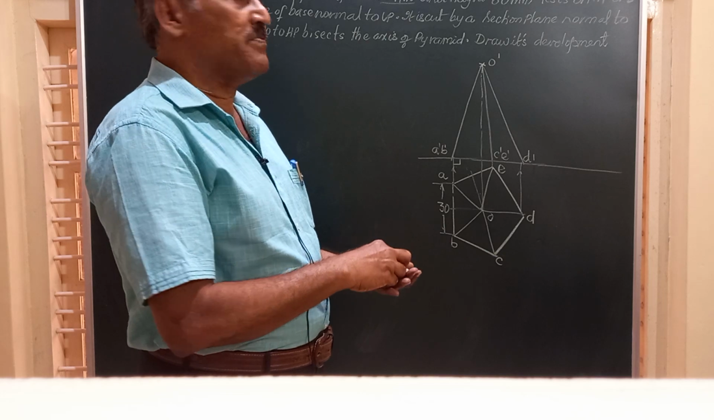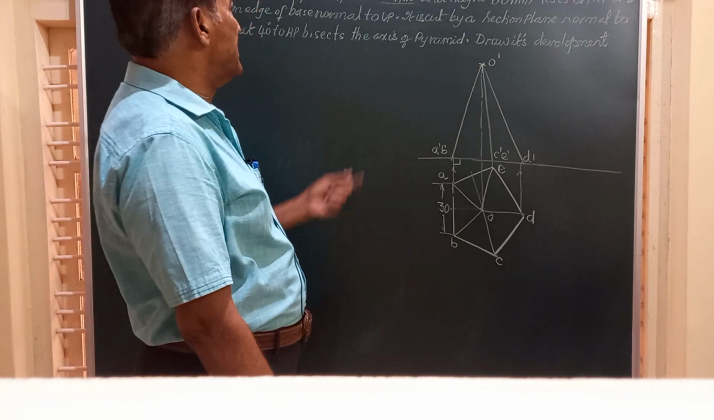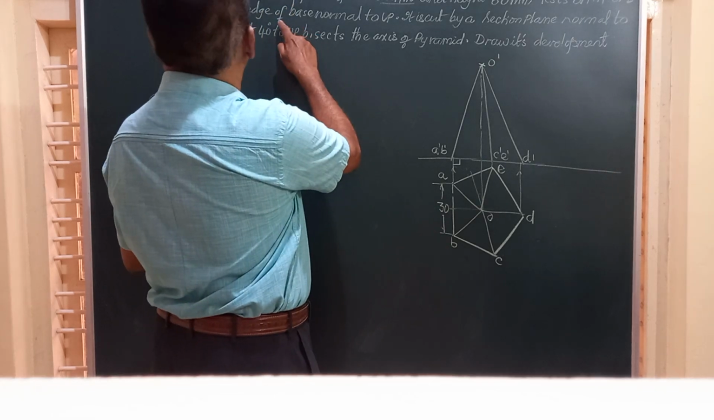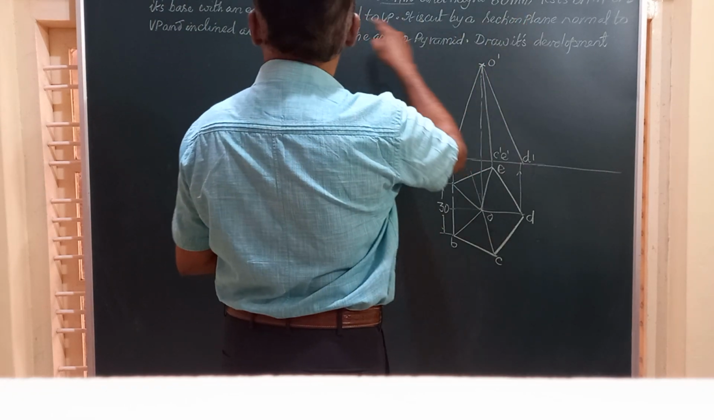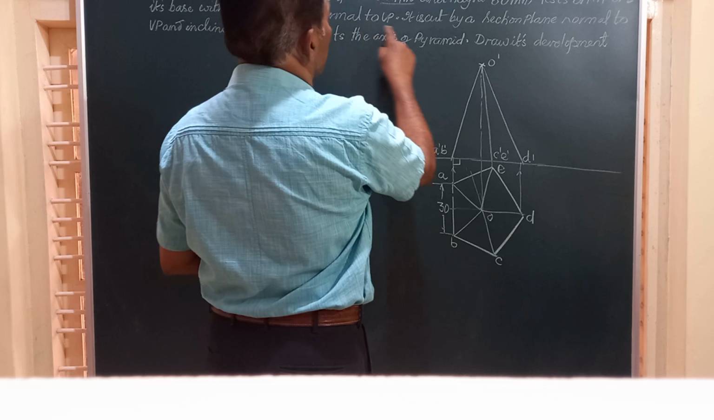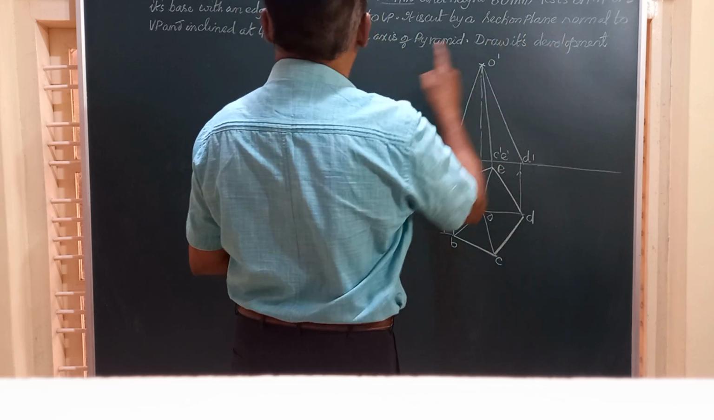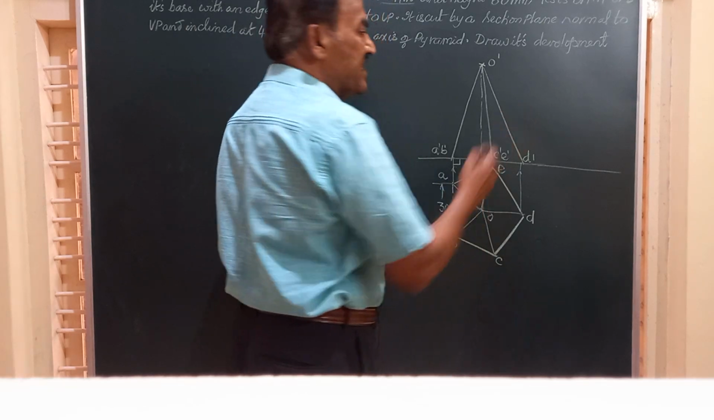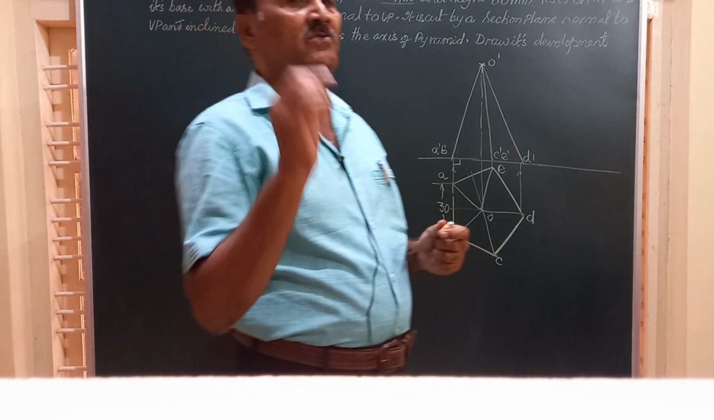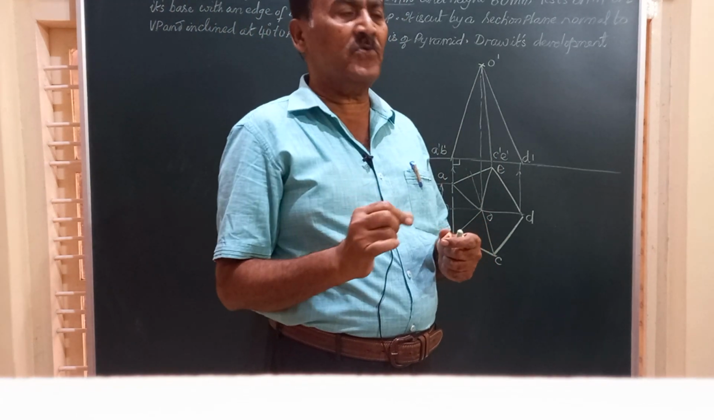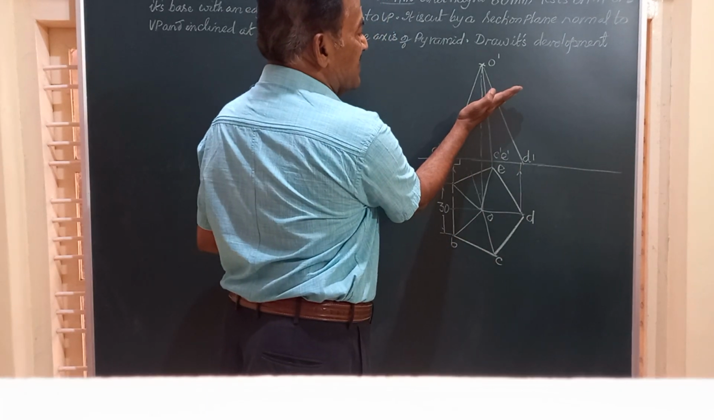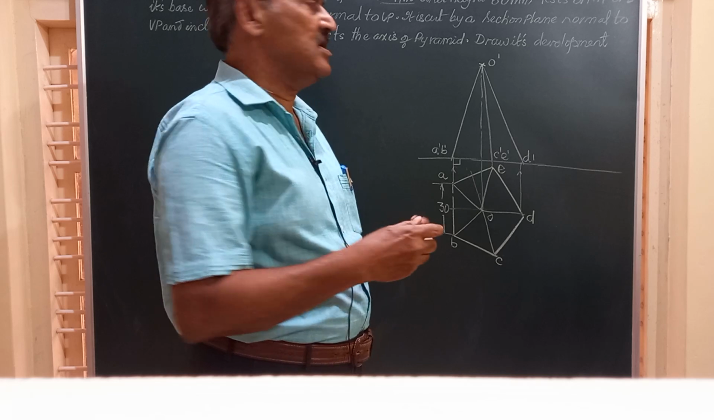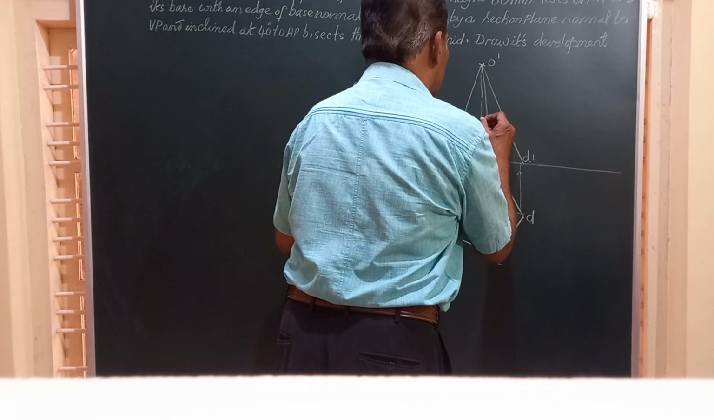Friends, the pyramid in this position is cut by a section plane which is normal to VP. The pyramid is cut by a section plane SP, normal to VP and inclined at 40 degrees to HP. It is bisecting the axis. Friends, whenever a section plane is normal to VP, it is seen as a line in the front view.